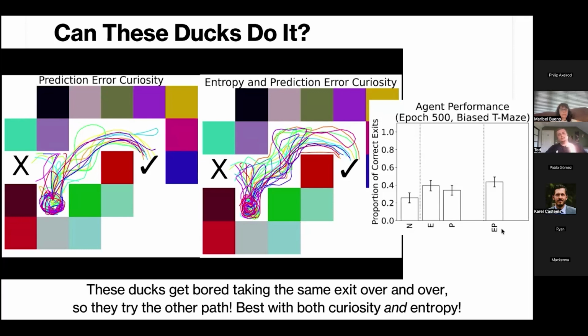But overall, we can tell these ducks, they're getting bored taking the same exit over and over. So they try the other path and they find the better exit. And this works best when you're using both of these at the same time, control as inference and active inference.